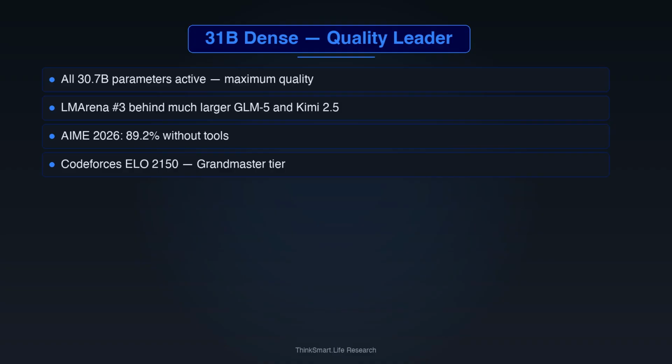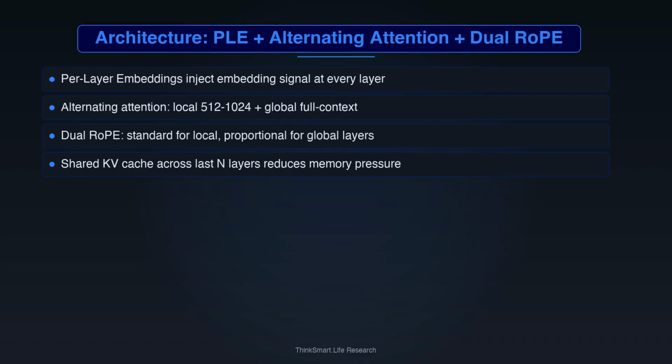Architecture: per layer embeddings, alternating attention, and dual RoPE. Per layer embeddings inject embedding signal at every transformer layer. Alternating attention switches between local windows of 512 to 1024 tokens and full global context. Dual RoPE uses standard rotary embeddings for local layers and proportional for global layers. Shared KV cache across the last n layers reduces memory pressure significantly.